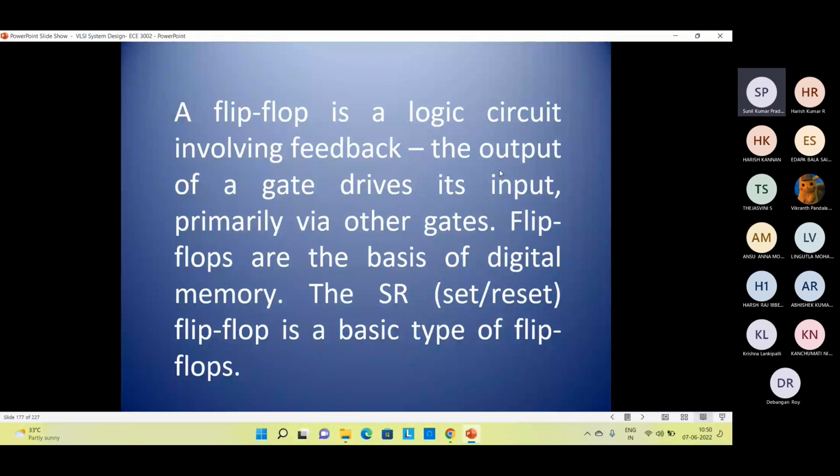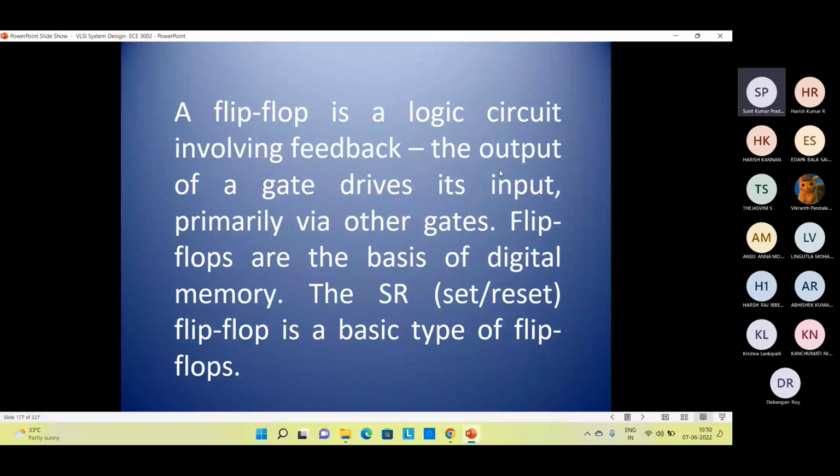As you know, if you have studied digital electronics, a flip-flop is a logic circuit involving feedback. That means the output of the gate drives its input, primarily via other gates. That is basically the logic circuit involving feedback, and the output of the gate drives its input primarily to other gates. So flip-flops are the basics of digital memory.